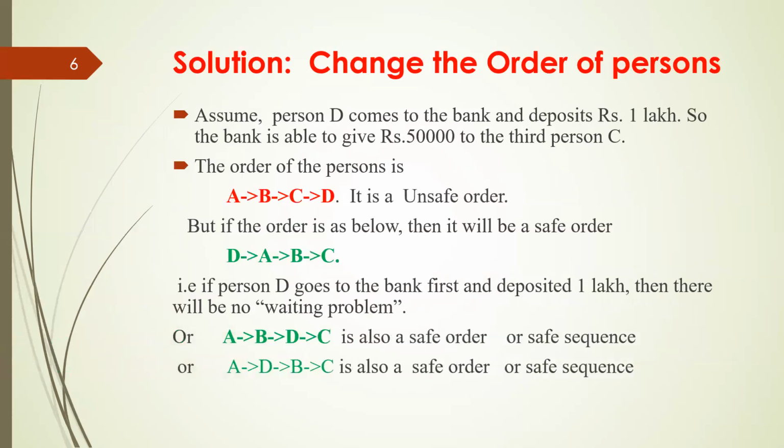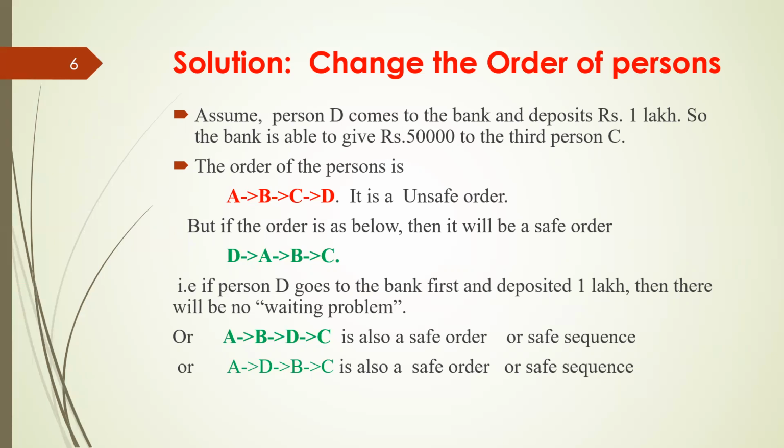So what is the solution? We can change the order of persons. Assume person D comes to the bank and deposits 1 lakh rupees. So the bank is able to give 50,000 rupees to the third person C. The order of the persons is A, then B, then C, then at last D. So it is an unsafe order.